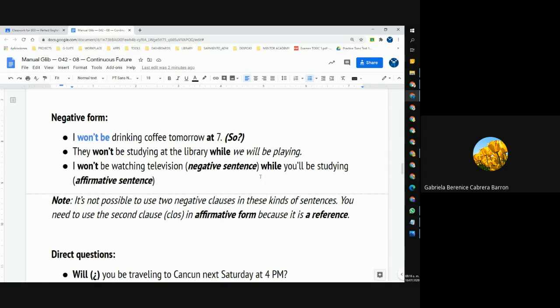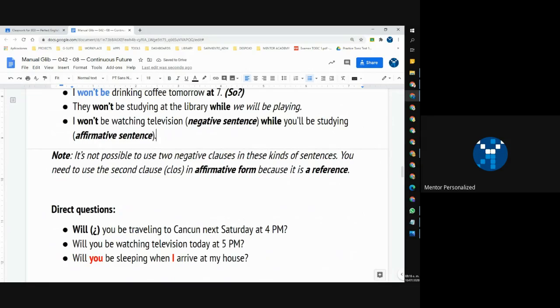I won't be watching television while you'll be studying. So, I will be listening to music. Very good. That's it. Remember, you no longer need to repeat the complement. We already know what we're talking about. I won't be watching television while you'll be studying. I will be listening to music. Let's go. Okay, very good.